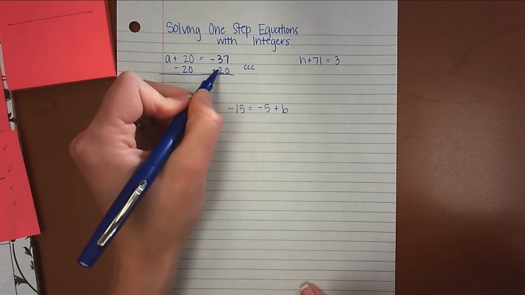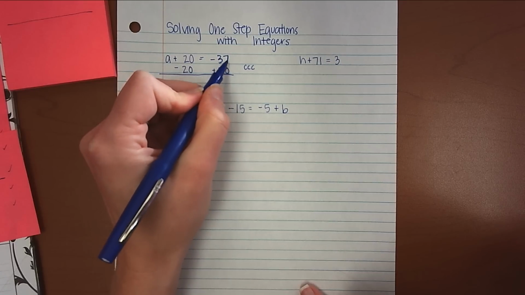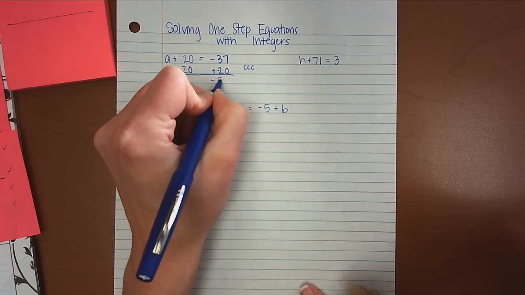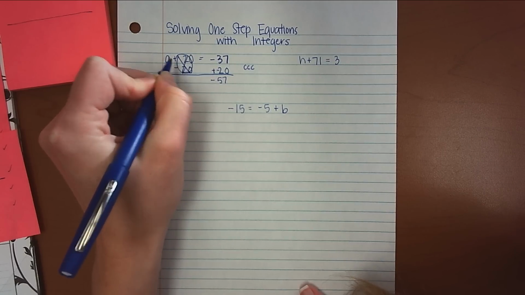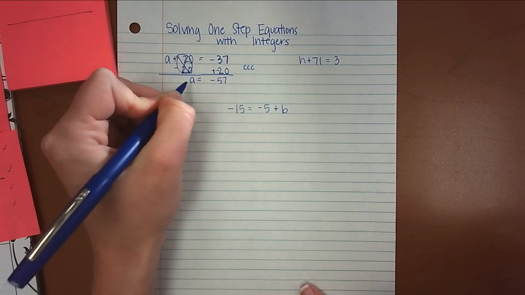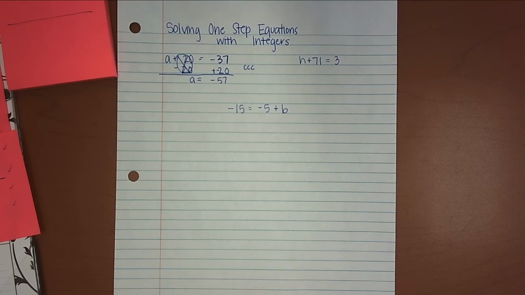So when I have the same sign, it's a negative, I'm going to keep my negative sign, and 37 plus 20 is 57. 20 minus 20 cancels out, so it's 0, and I'm left with a equals on this side, and a equals negative 57.